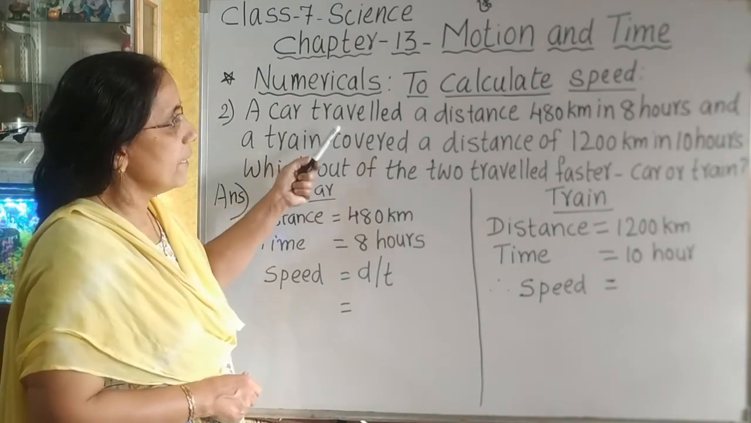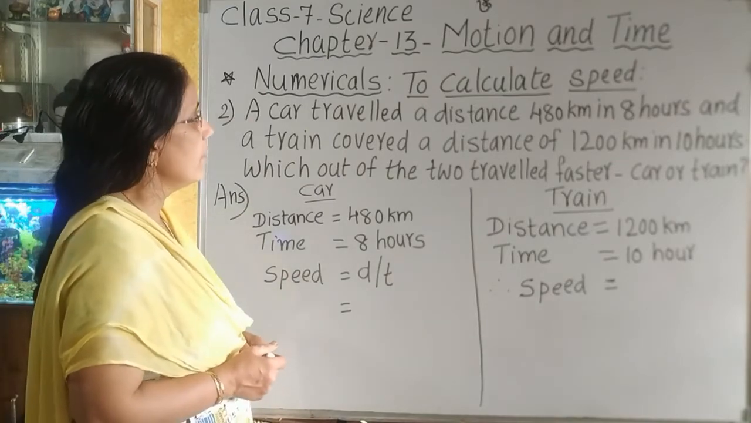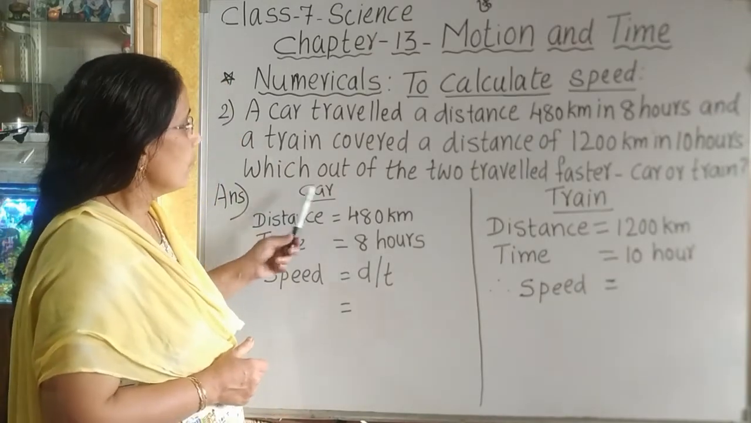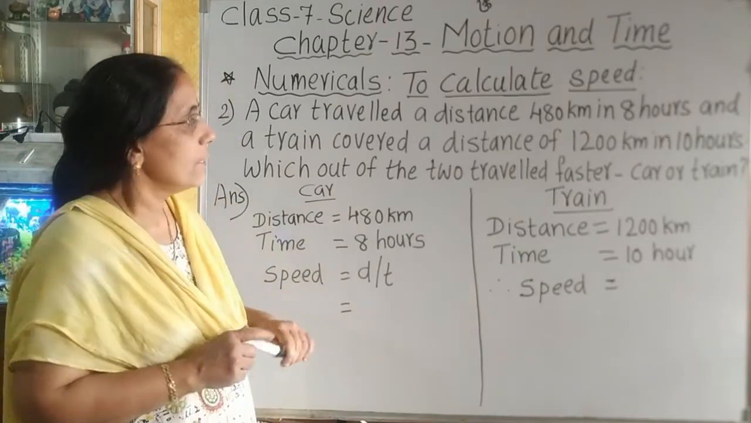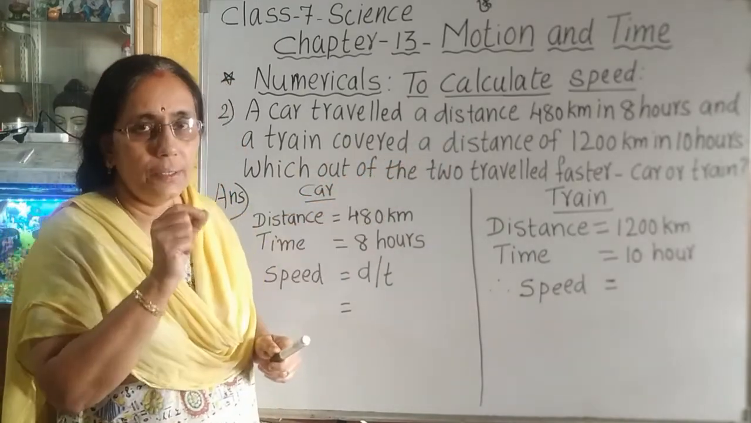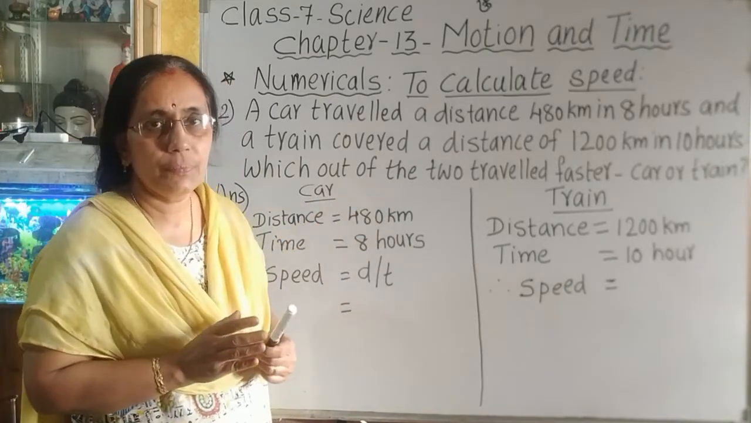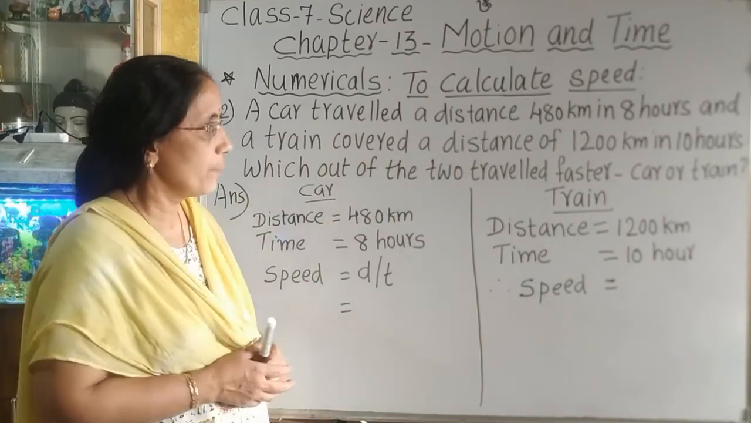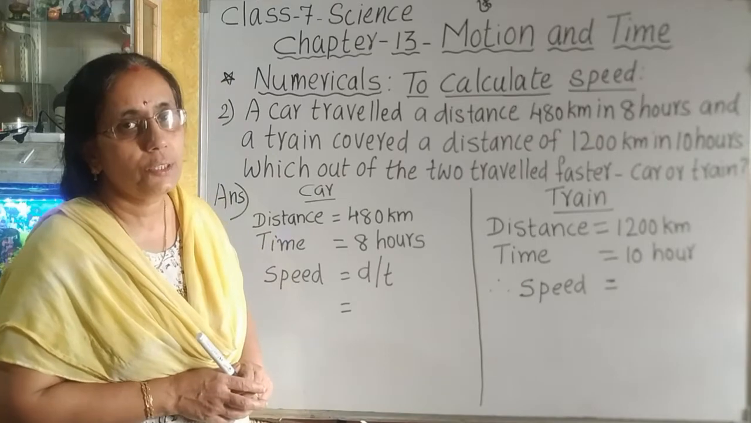A car travelled a distance 480 km in 8 hours and a train covered a distance of 1200 km in 10 hours. Which out of the two travelled faster, car or train? So, here what is given? The distance travelled by two vehicles are given. A car travelled 480 km in 8 hours and a train travelled 1200 km in 10 hours. So, just by looking at the time, we can't say which is faster or which is slower. So, what we have to do? We have to find out the speed of both the vehicles and then decide which is faster.